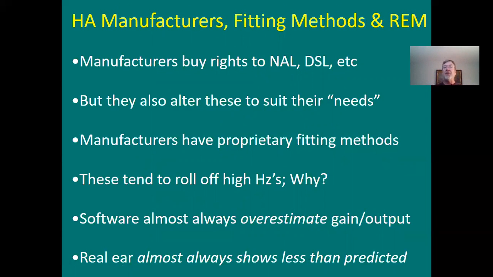Manufacturers, fitting methods, and real ear measurements. Manufacturers buy the rights to NAL, DSL, etc. But they also alter these to suit their own needs. They also have their own proprietary fitting methods. These really tend to roll off the high frequencies. Why is that? Think to yourself why they do that. They do it because the client will feel more comfortable. The client will probably accept the purchase of the hearing aids.